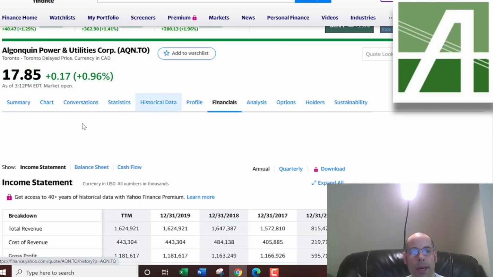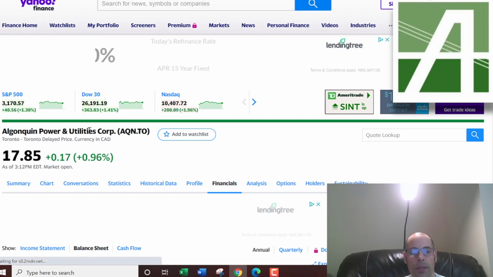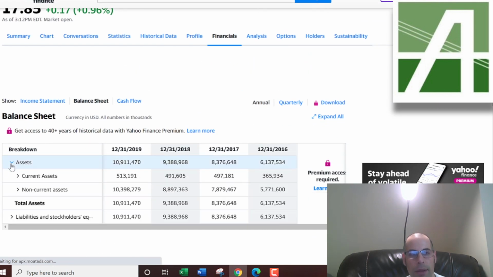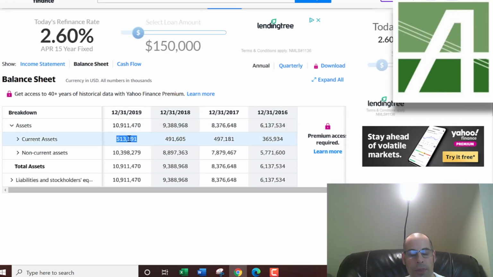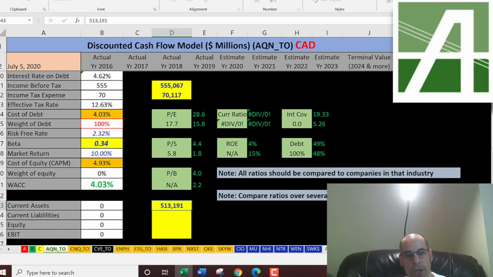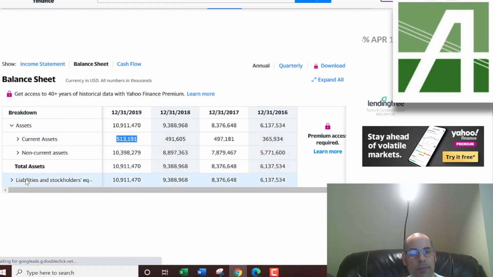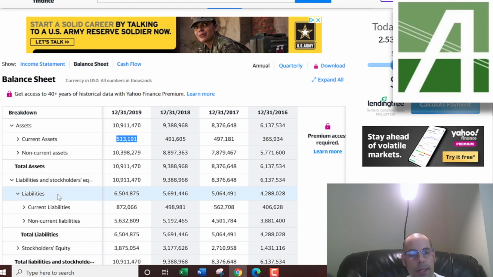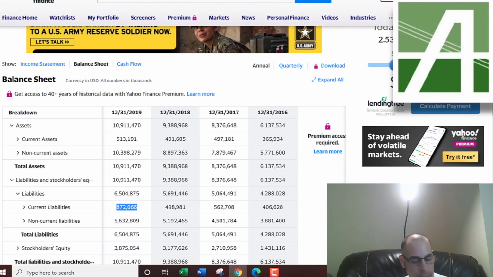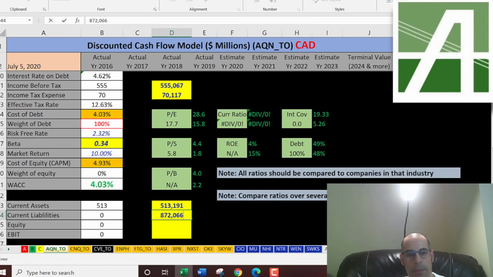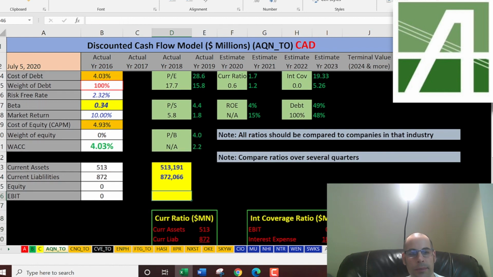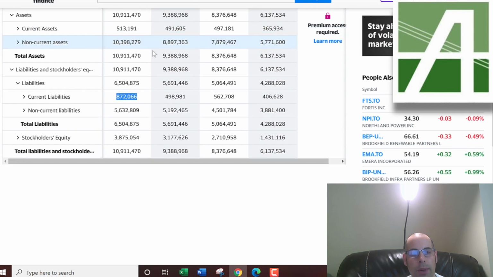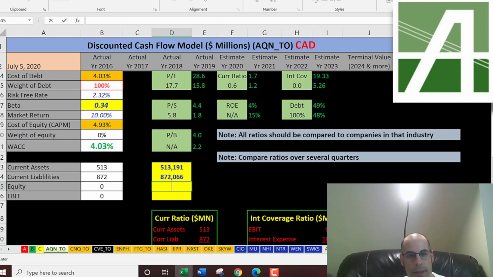Let's go back to the balance sheet. We need some more information because we're going to look at the ratios later. The current assets are $513 million. Those are cash, accounts receivables, and inventory. The current liabilities are $872 million. Those are debts and payables that are due within 12 months. And let's get their equity. That's assets minus liabilities. That's $3.9 billion.